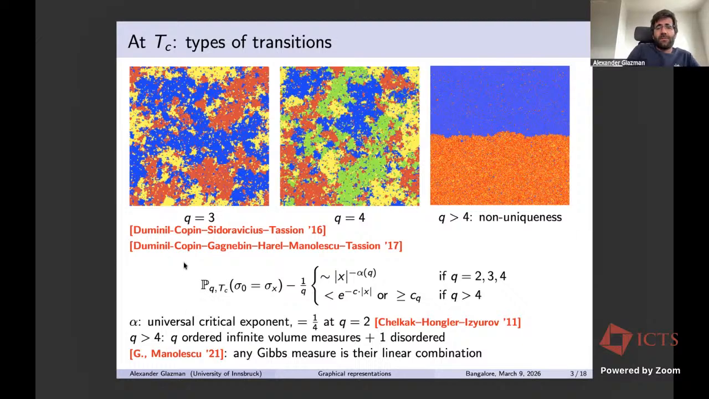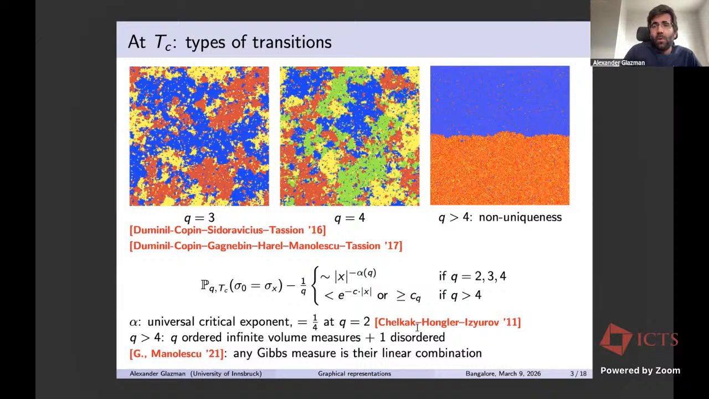Indeed, in the work of Ramanujan, it was proven that there are at least q plus 1 states, in this case q monochromatic states of different colors, and one free. And together with Ion, we proved that these are the only extremal states, and every other Gibbs measure is a linear combination of them.